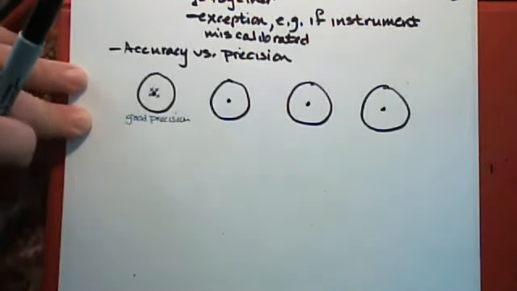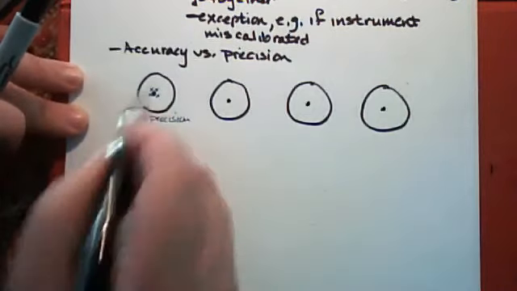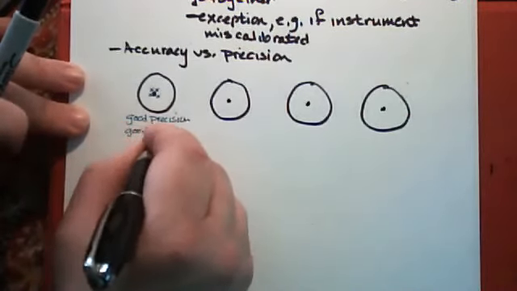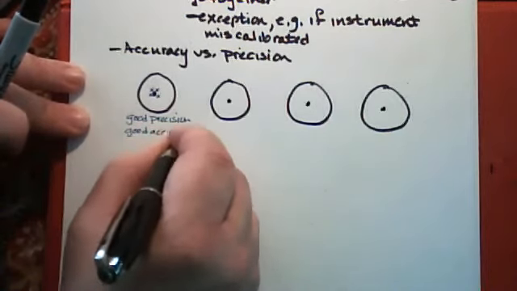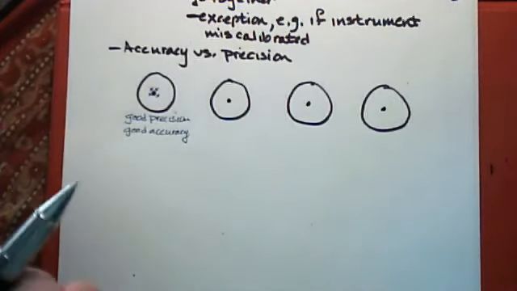So that's good precision. The average position of the 4 darts is right on the bullseye. And so that's also good accuracy. And that's generally what we want to go for.